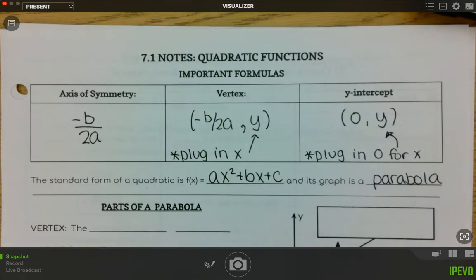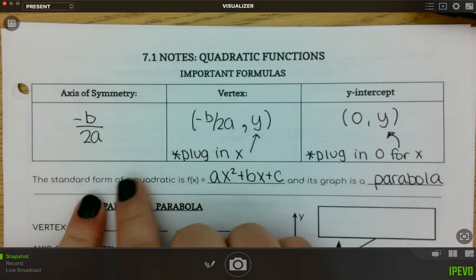Hey Algebra 1 friends, so this is the 7.1 notes. I have pre-filled in the formulas for you, so what I need you to do is pause the video and make sure you filled in these things. Hopefully you've done that by now. Make sure you pause the video and fill in these things before I keep going.